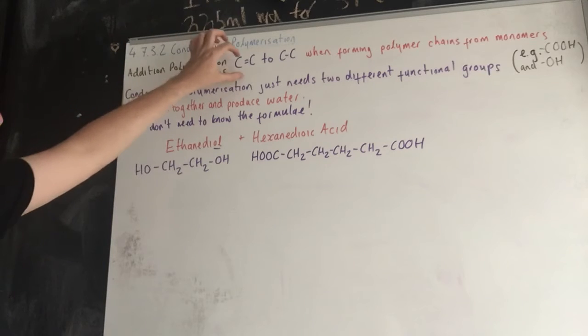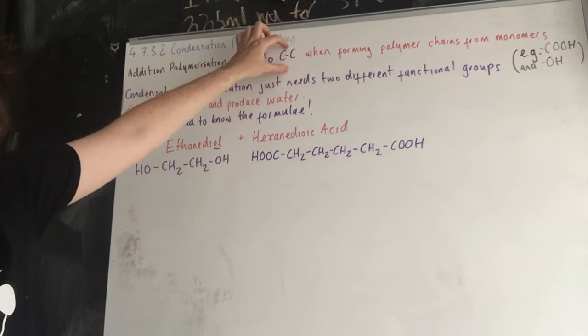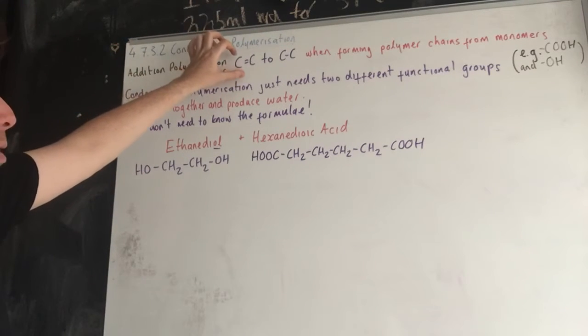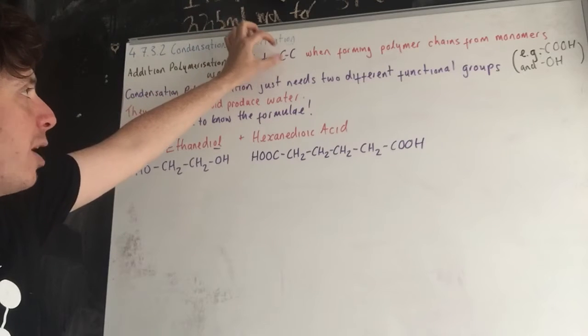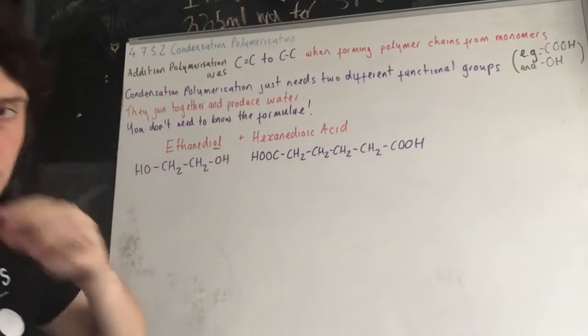Okay, right, so previously we looked at addition polymerisation. Now that is when you add a carbon double bond, and then when you're building your chain from your monomers, you end up with a single carbon bond. So addition polymerisation from your monomer with a double bond went to a single bond. So when you form your polymer chains, double bond changed into a single bond.